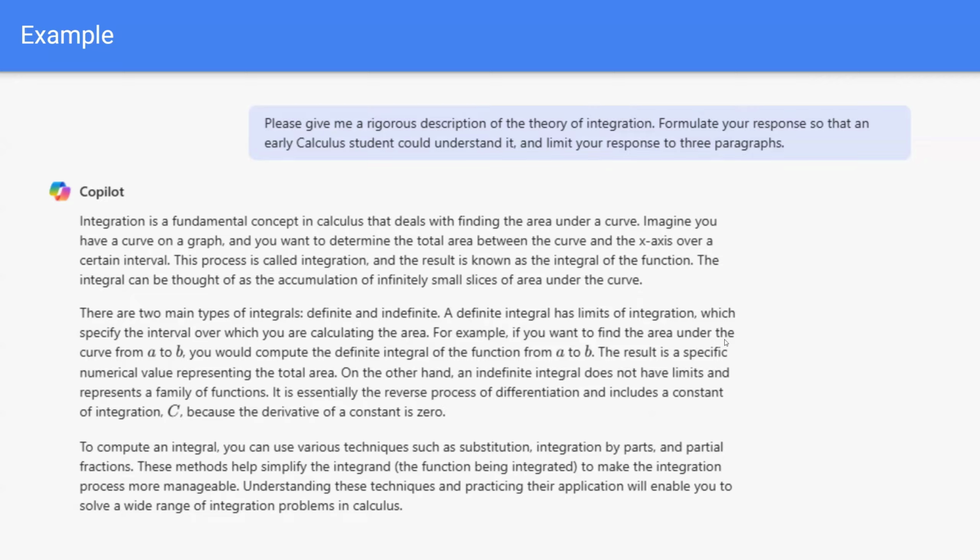So if you want to find the area under a curve from A to B, you could compute the definite integral of the function. The result is a specific numerical value representing the total area. To compute an integral, you can use various techniques such as substitution. You should know that. Integration by parts, I believe you've covered that by now. Partial fractions. These methods can help simplify the integrand to make the integration process more manageable.